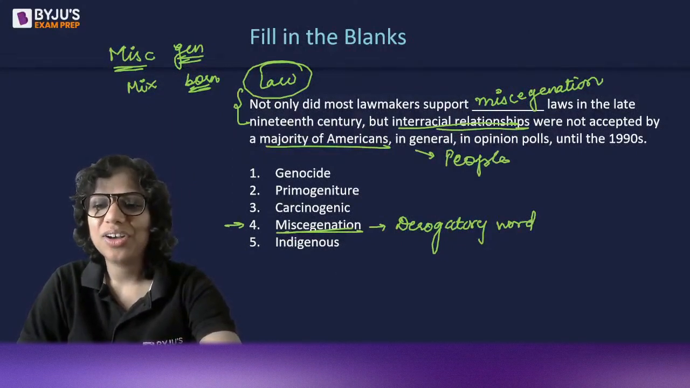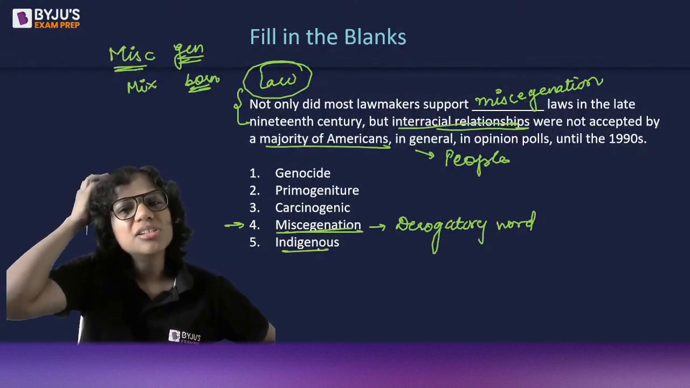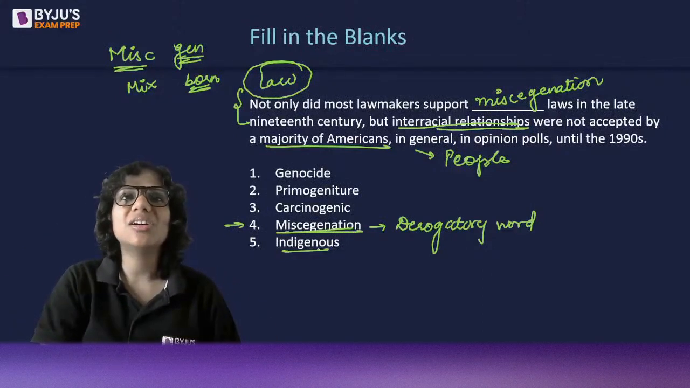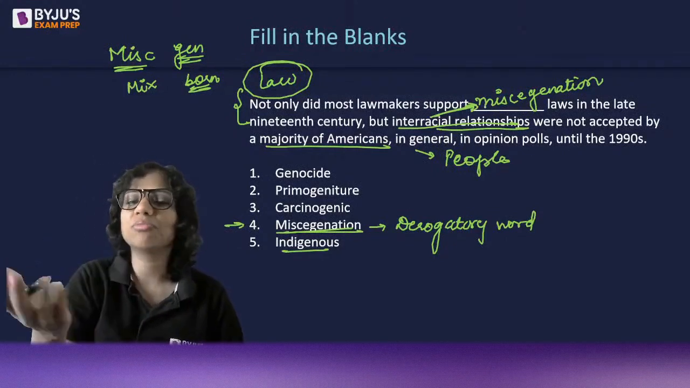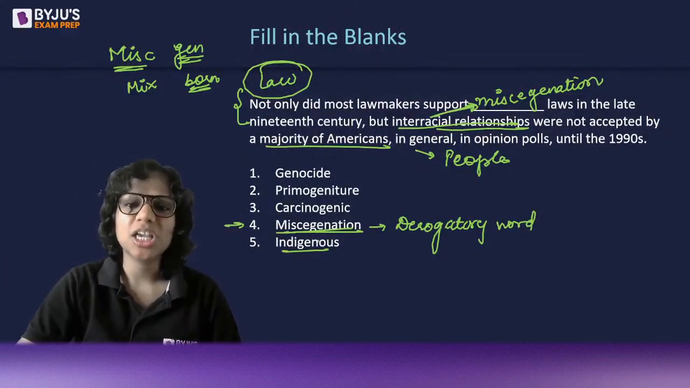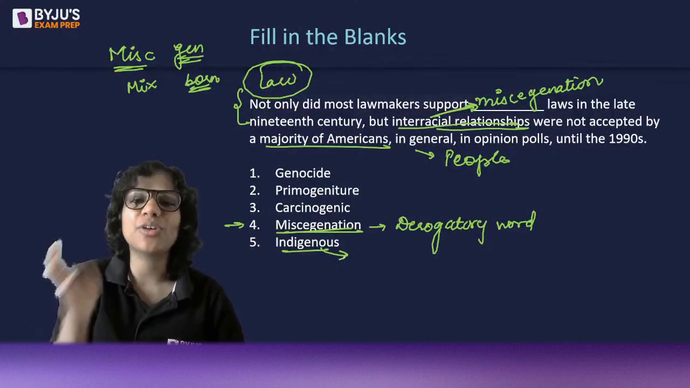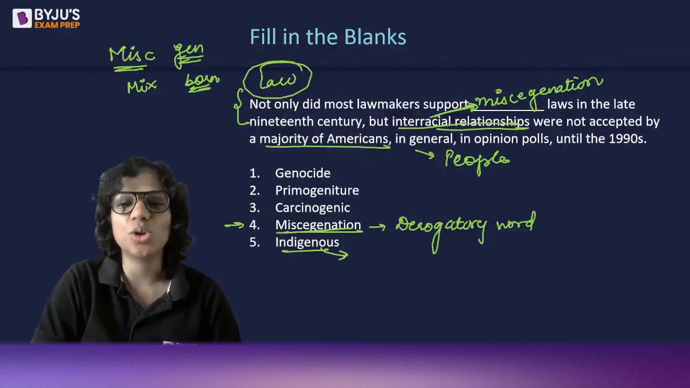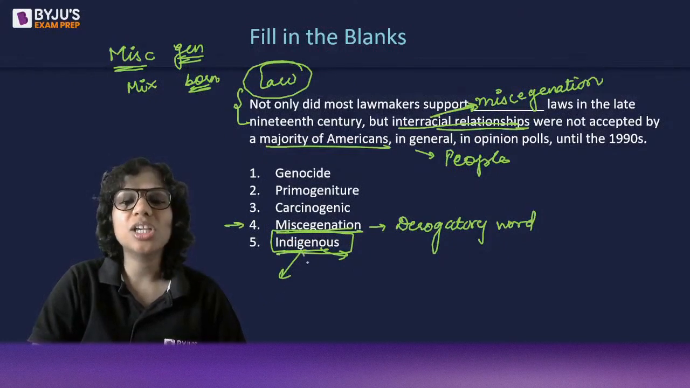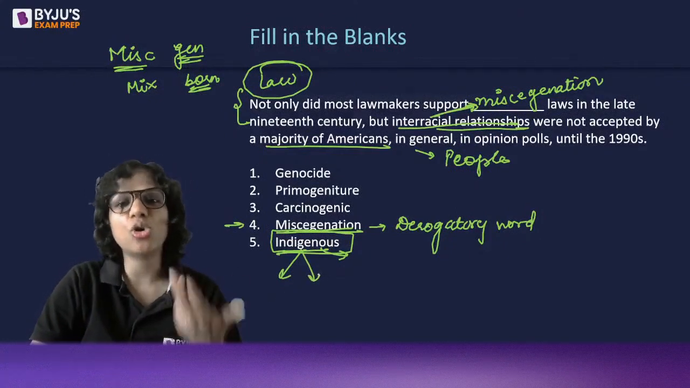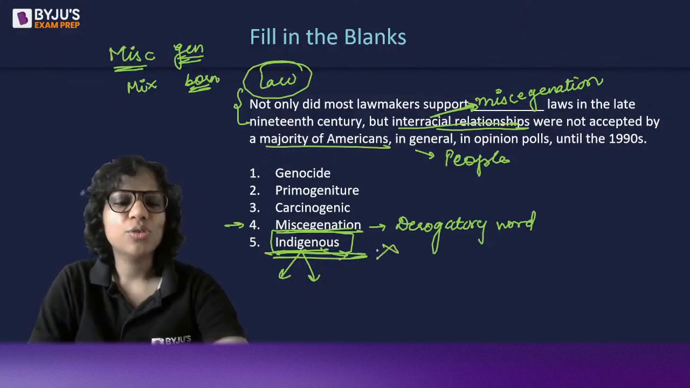Okay, now indigenous is something that is native to a particular place. So not only did most lawmakers support indigenous laws, see, this is not as contextually fit here as the word that talks about interracial relationships. Moreover, our laws, we would call them national laws. Let's say if I'm talking about the laws of my particular nation or state, we rarely use the term indigenous for laws. We can use it for some plant, we can use it for some product that is made in your city, your state only, but rarely would I use it with laws. So no, 4 is the answer.